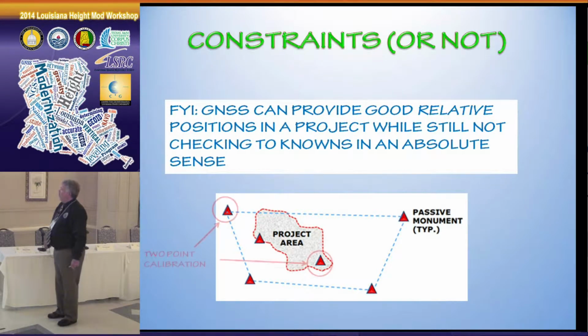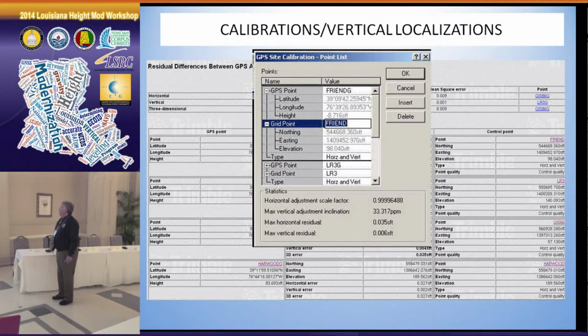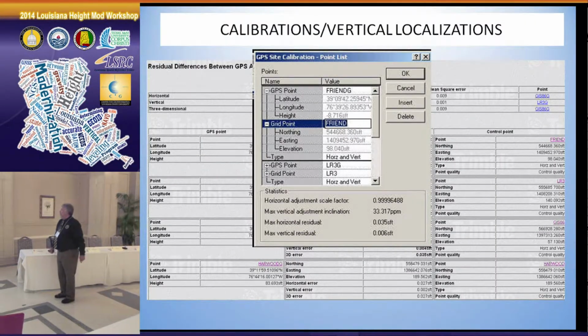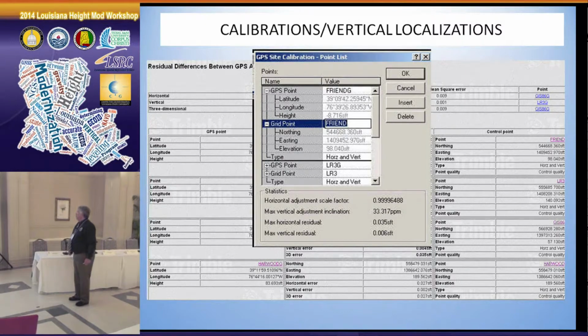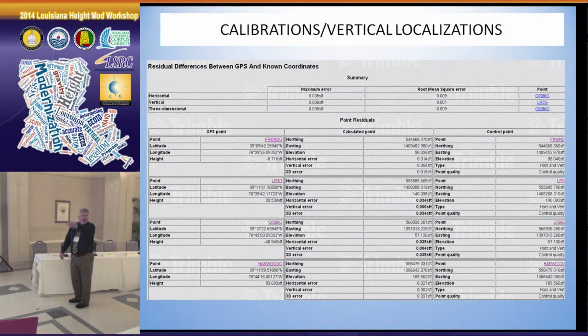Yes, you can do relative positioning. Here's an old TGO calibration using known points. And what you get is the adjusted value and the published value and all that. And you can look at the residuals and see if any point sticks out as not being comparable or of good quality.